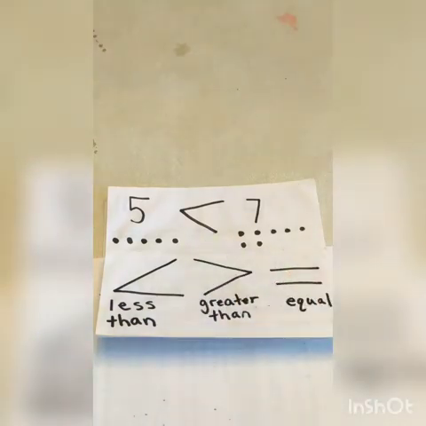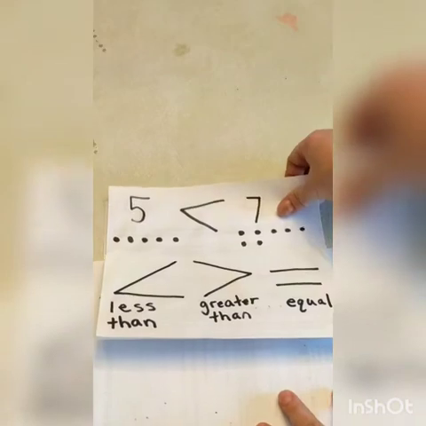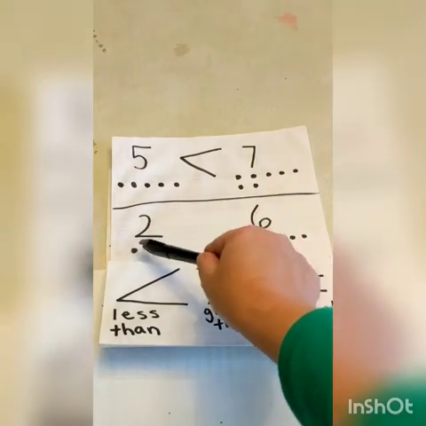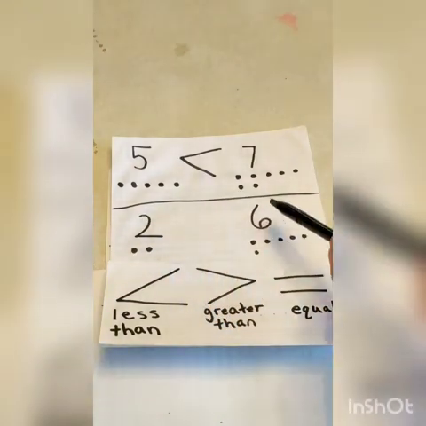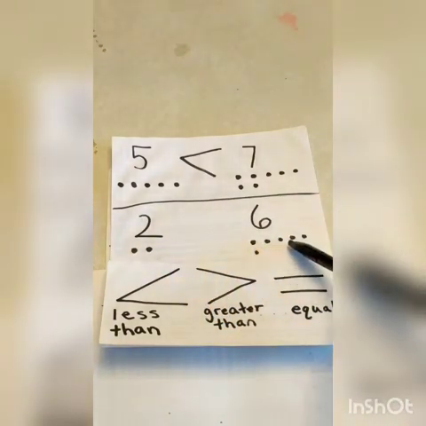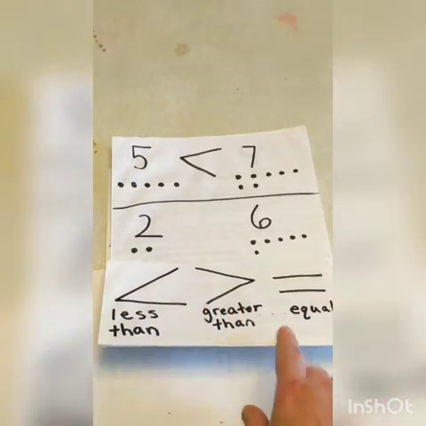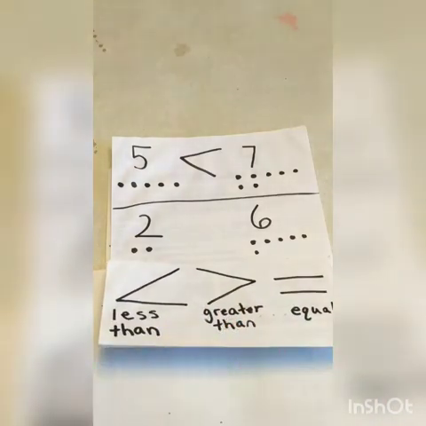Okay, another example we're going to do together. Here we go. This is the number 2, 1, 2, and this is the number 6, 1, 2, 3, 4, 5, 6. Which number is the bigger number? We're going to use our symbols down here to show which one is the bigger number.